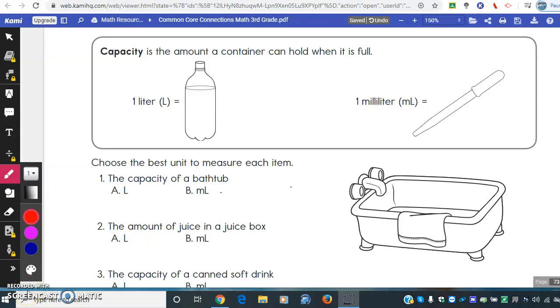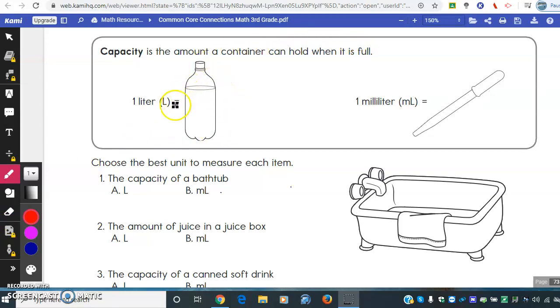Alright, everybody, we are on the second learning packet, and we are on day 4 math. The first page is all about capacity, and specifically metric units of capacity. Capacity is the amount a container can hold when it is full.